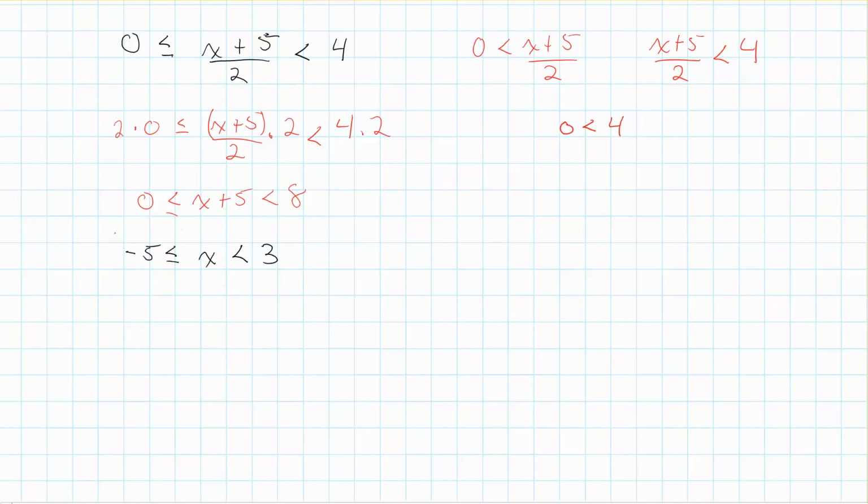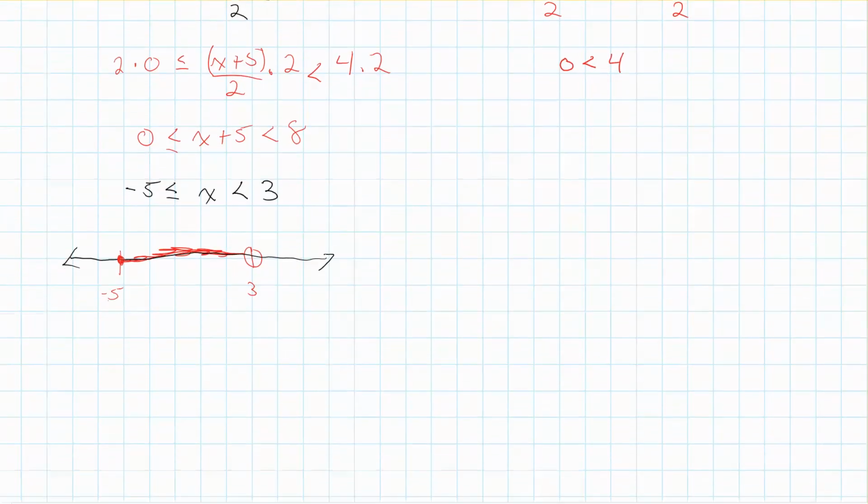And so this would be my inequality notation. Now we could graph this as well. And if we graph this one, we would have negative 5, and I'm not worrying about scale here, so I'm just going to put negative 5 here, and that's a solid dot, and then I'll put 3 over here, and that's an open dot, and then we'd shade everything in between. And that would be the graph of our solution. And then finally, if we wanted to write this in interval notation, we could write this as square bracket negative 5 comma 3 parenthesis.